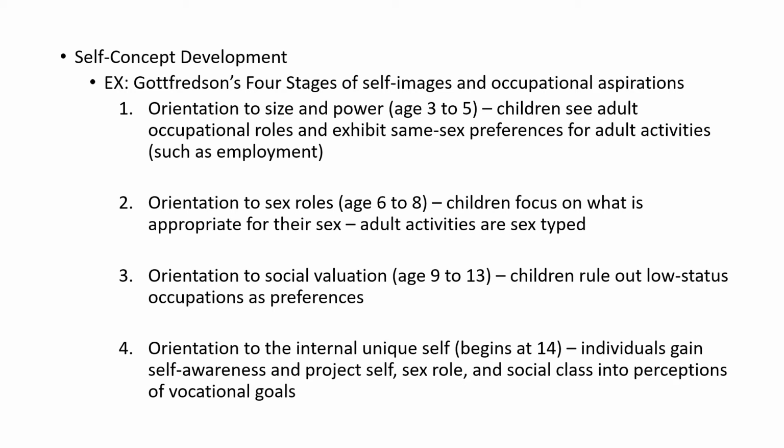So number 1 is orientation to size and power, which usually happens between the ages of 3 and 5. Children see adult occupational roles and exhibit same-sex preferences for adult activities, such as employment. So an example would be a child who realizes that she is a girl, and then sees what her mom does. Let's say her mom is a doctor, right? Then she's going to go, hey, I might want to become a doctor too, because I'm a girl, my mom is a girl, so maybe that's what I should do.